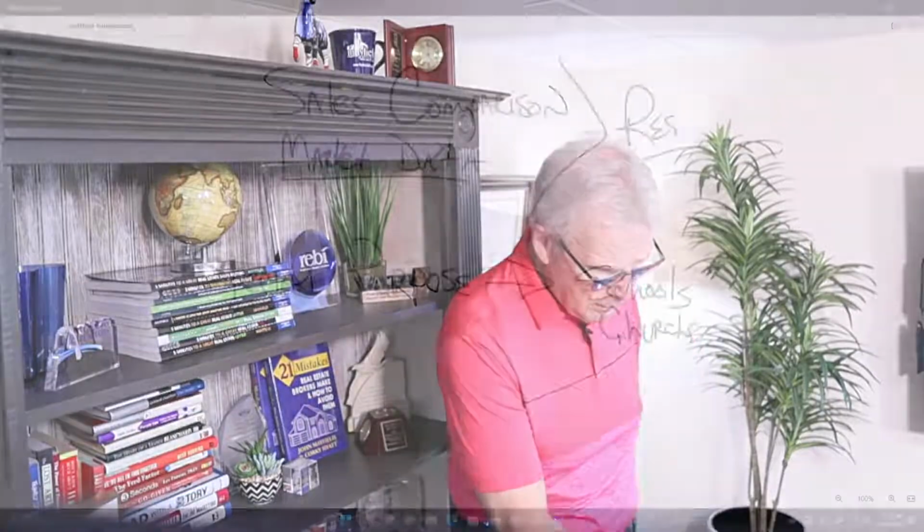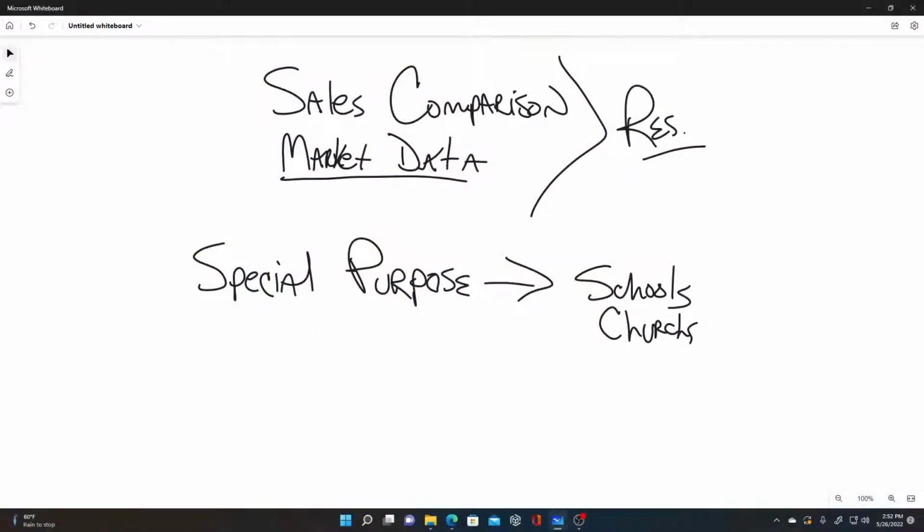And the final one that we talk about is called the income approach. The income approach. And that, just like its name says, is ideal for what? Income producing properties.